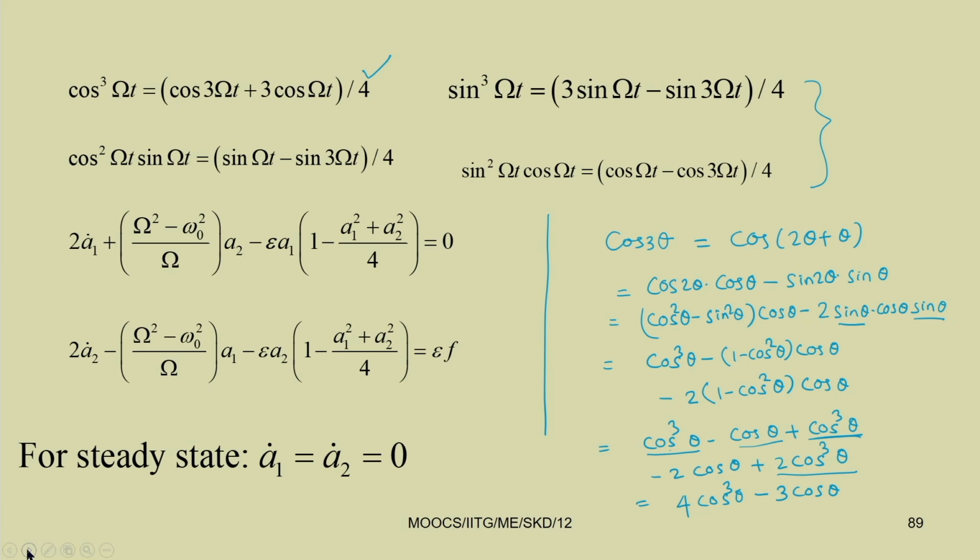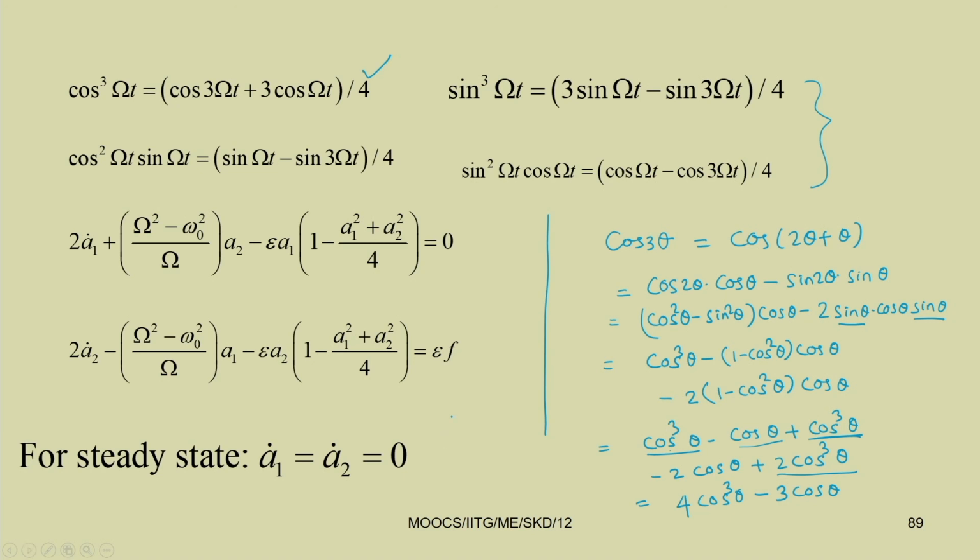Similarly, you can get 2a2 dot minus (omega square minus omega 0 square by omega) a1 minus epsilon a2 (1 minus (a1 square plus a2 square) by 4) equal to epsilon f. So for steady state, already we know that a1 and a2 are slowly varying functions of time, so a1 dot and a2 dot equal to 0.